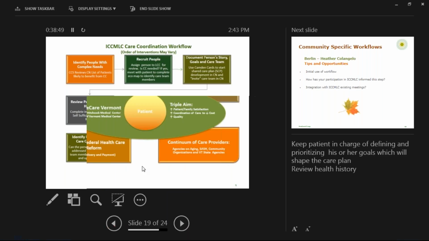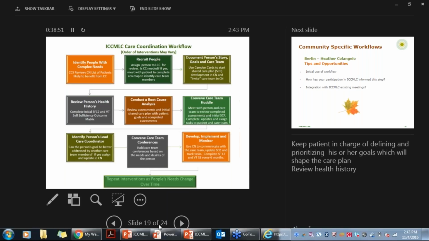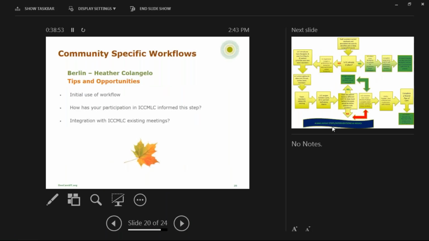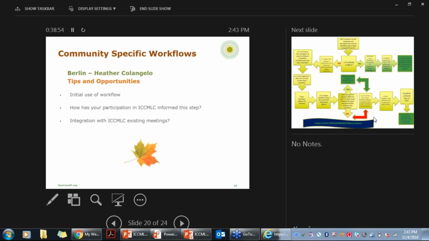If you could just skip forward to the next slide, it looks at a community-specific workflow, because it will be different in different communities. Just as in the box diagram, things are done at different parts of the process, a community-specific workflow will be different to that community. So Heather is going to speak about that because her community is really at that process where you're looking at what do we do next. So if you could just introduce yourself.